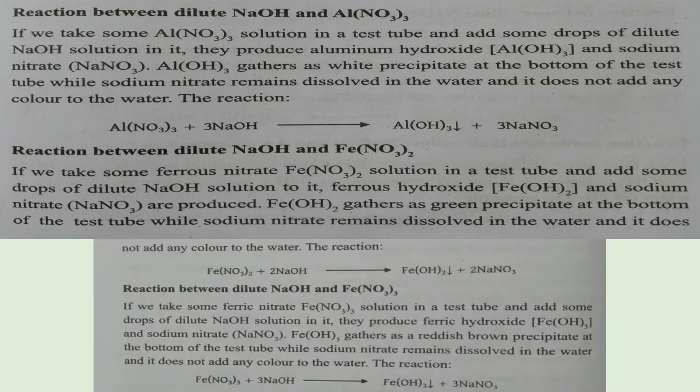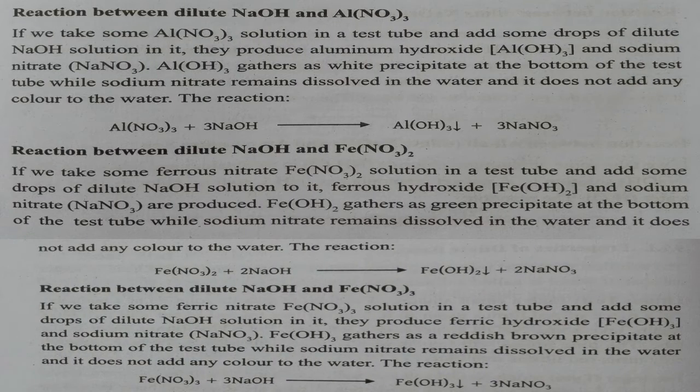First, reaction between dilute sodium hydroxide and aluminium nitrate. If we take some aluminium nitrate solution in a test tube and add some drops of dilute sodium hydroxide solution in it, they produce aluminium hydroxide and sodium nitrate. Aluminium hydroxide gathers as white precipitate at the bottom of the test tube while sodium nitrate remains dissolved in water and it does not add any color to the water.